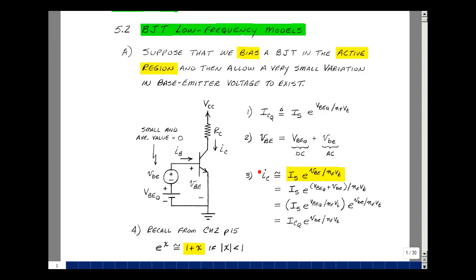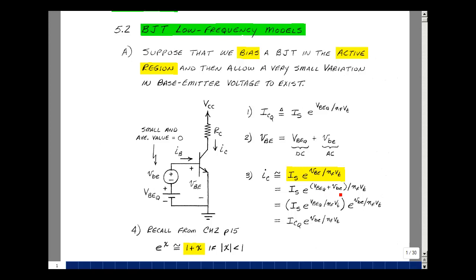The collector current versus time, this again is any current versus time, is going to be our Ebers-Moll equation, but now applying our voltage VBE versus time. We're restricting this to have a DC and an AC component, so I'm going to write this as V sub BE at the Q point plus little v sub BE, divided by η_F V sub T.